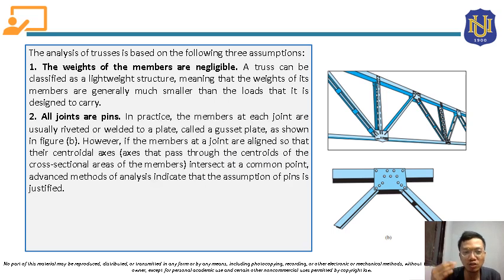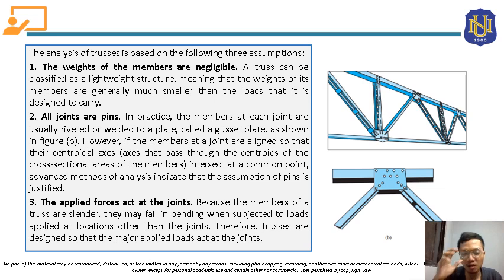Our second assumption here is all joints are pins. In practice, the members at each joint are usually riveted or welded to a plate called a gusset plate as shown in figure B. However, if the members at a joint are aligned so that their centroidal axes, which pass through the centroids of the cross-sectional areas of the members, intersect at a common point, advanced methods of analysis indicate that the assumption of pins is justified. So we will assume that all joints here are pins.